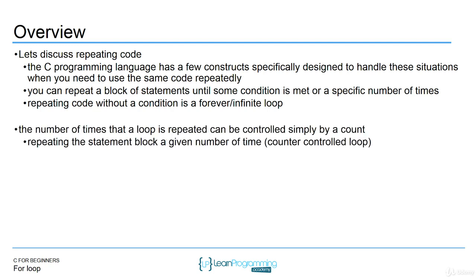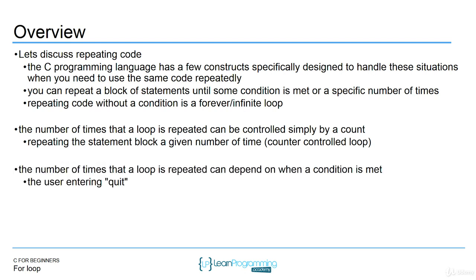The number of times that a loop is repeated can be controlled simply by a count. There are two types of loops that you can do: a counter-controlled loop or a sentinel-controlled loop. A counter-controlled loop means that the loop runs 10 times, 20 times, 30 times, a specific amount of times. It repeats the same statement block inside the loop a number of times.